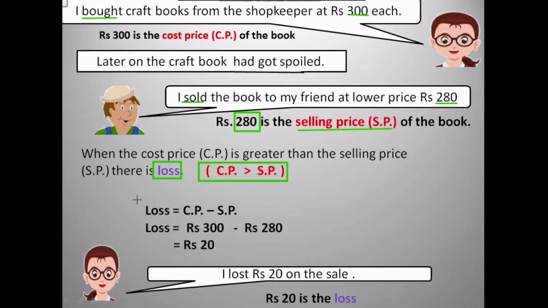Now the cost price is 300 and selling price is 280. When we subtract this, it becomes rupees 20. Now here I lost rupees 20 on the sale. So 20 is my loss.